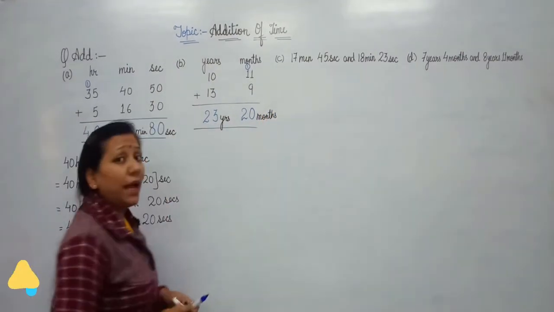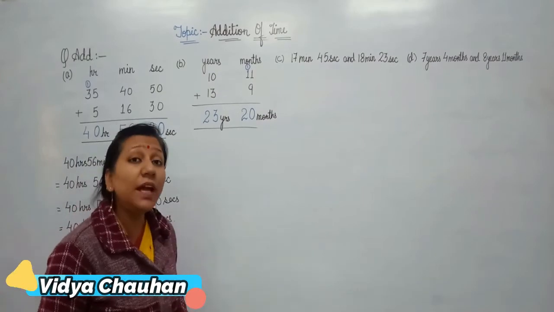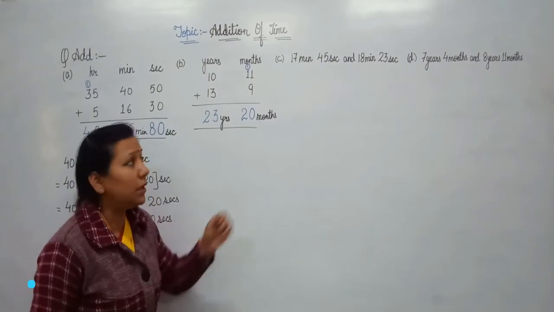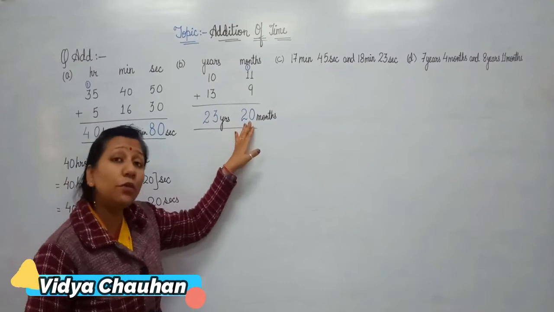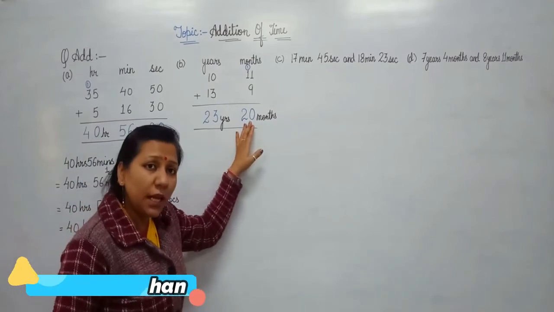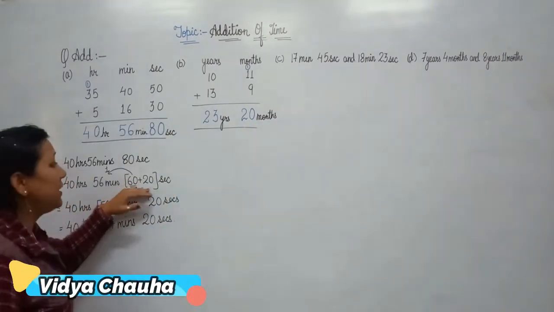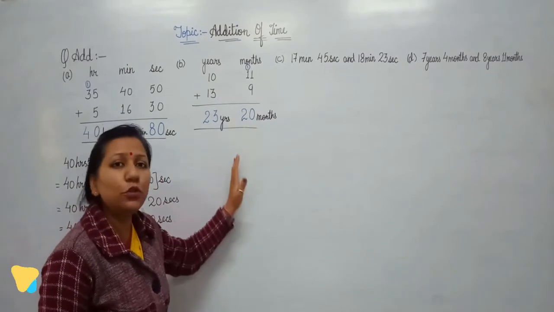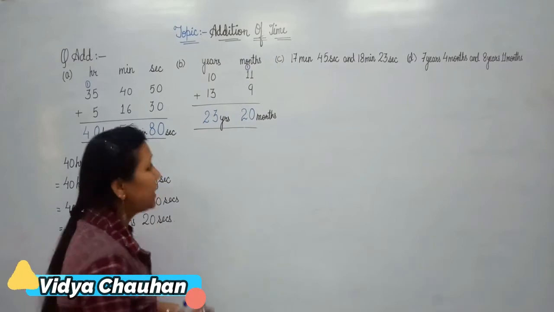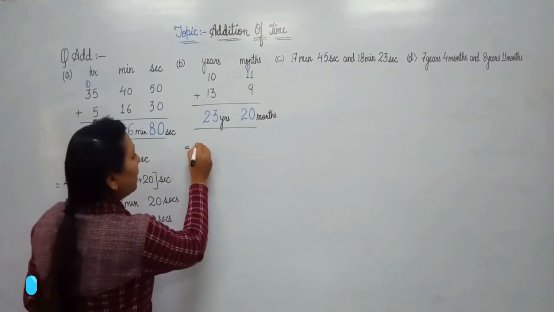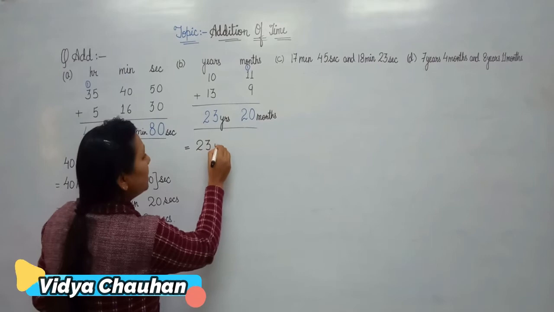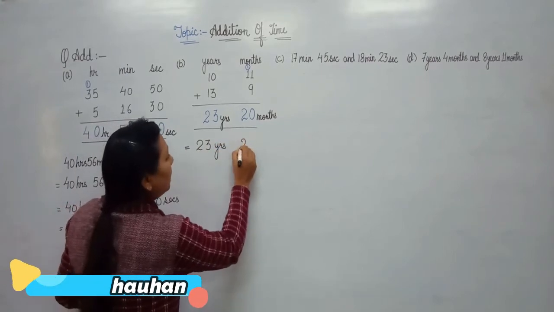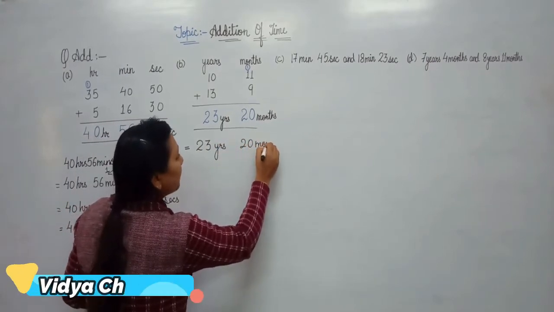Now once again, as you all know, maximum we have 12 months in a year. We do not have a value of 20 months. So in that case, just like we have done in seconds, pairing up here, now we will distribute 20 into 12 plus some value. So let's do that. So here I will write, what is our answer? 23 years and 20 months.